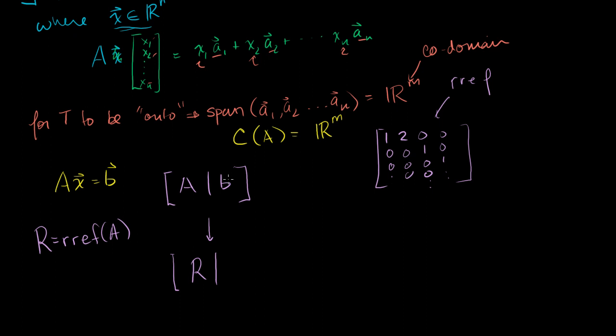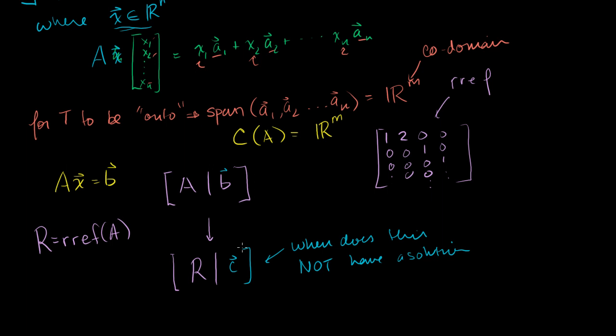So this vector b right here, I guess I could write it as a vector. It's eventually going to be some other vector c right here. If this is 1, 2, 3, maybe I perform a bunch of operations, and this will be 3, 2, 1, or something of that nature. Now, when does this not have a solution?